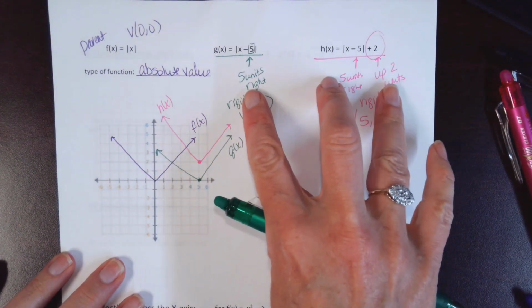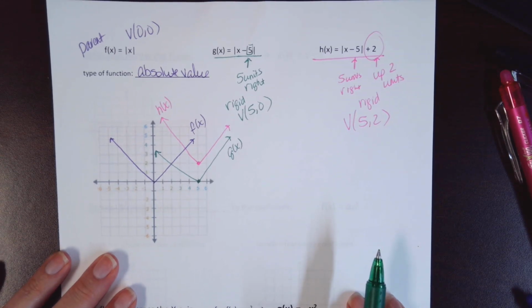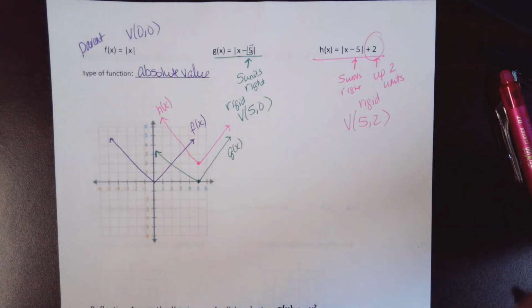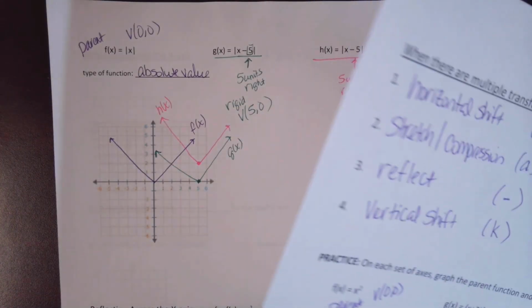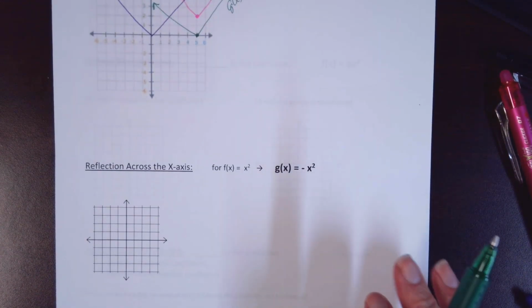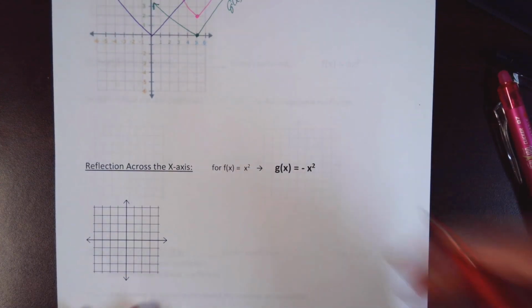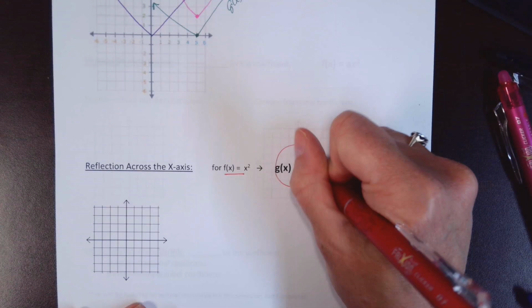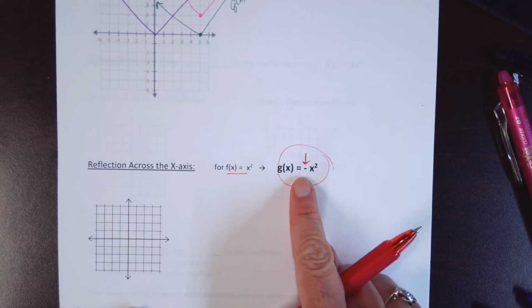I think about what the transformation is, whether it's rigid or non-rigid, and what the vertex is. Think about why this vertex is a positive 5 and this vertex was a -3. Think about what in my function causes that to happen. Now we're going to focus on reflections a little bit. It reflects across the x-axis when I have a negative out in front. So to get from my parent function to my transformed function, I have that negative out in front, not inside being squared, but out in front.